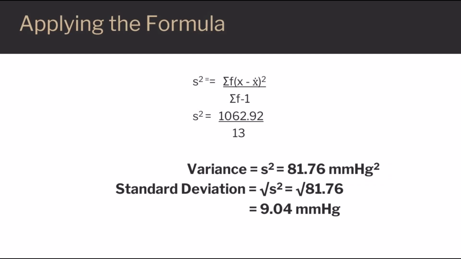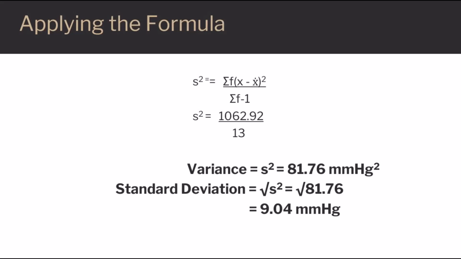Notice that the units on variance are the square of our original units. The standard deviation is the square root of this, so taking the square root of 81.76, we get 9.04 millimeter mercury, which is the same units as our original measurements.